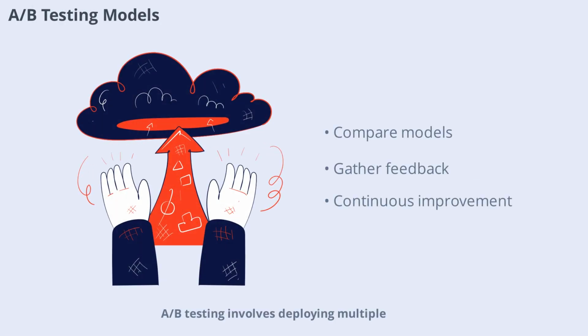A/B testing involves deploying multiple model versions to compare their performance. This helps teams choose the best model for production and gather real-world feedback. A/B testing is a powerful tool for continuous improvement.